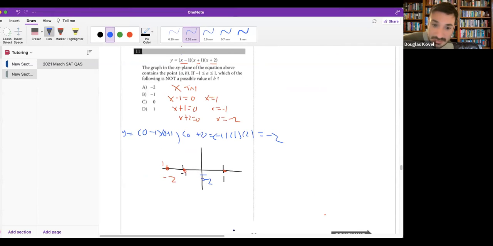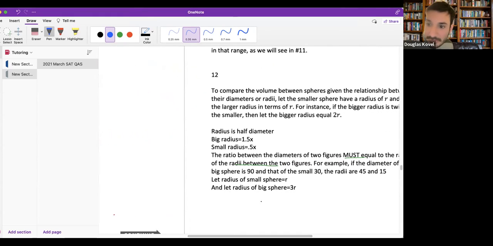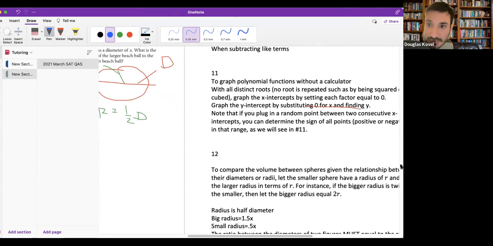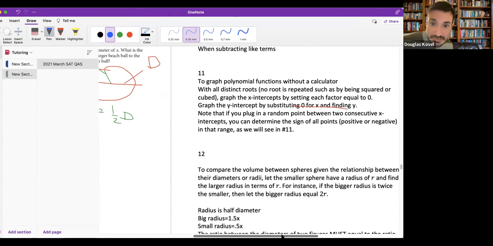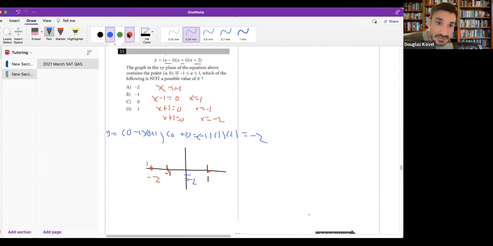And then the last tip that I had in the notes is that if you plug in a random point that's between any two consecutive x-intercepts, you could determine the sign of all points in that range. So again, here, just by knowing the y-intercept is at negative 2, I know the graph is going to look something roughly like this.